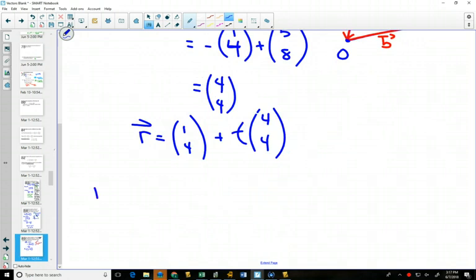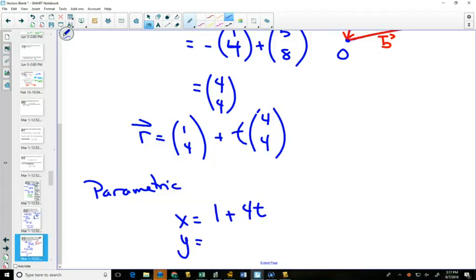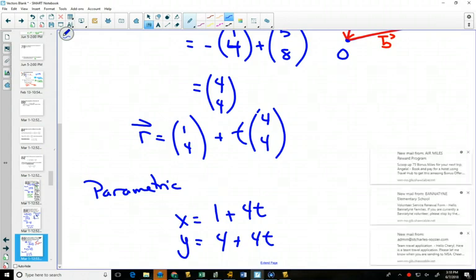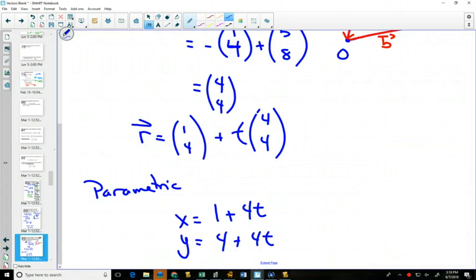So our parametric equations would be: our x component is 1 plus 4t, our y component is 4 plus 4t. And again, had you changed that direction vector to (1, 1), then you could have your parametric equations be 1 plus t and 4 plus t.